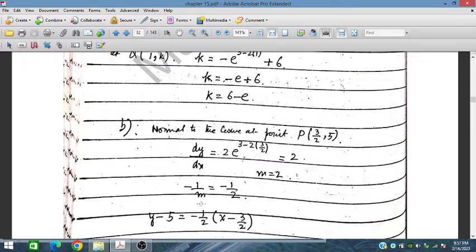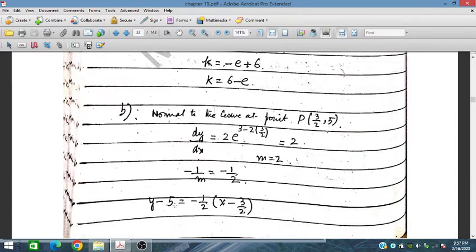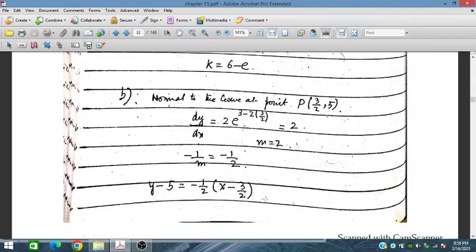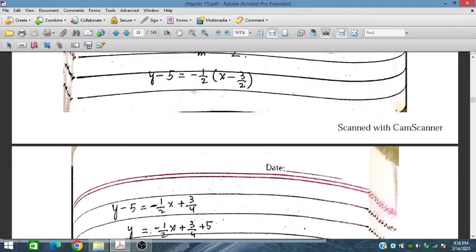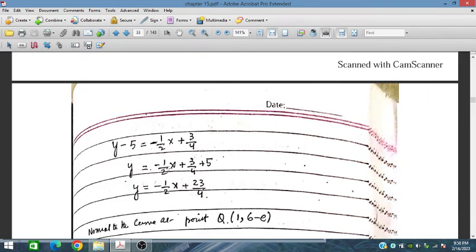So the normal equation is y minus y1, which is 5 here, equals the gradient of the normal, minus half, times x minus x1, which is 3/2. So y minus 5 is equal to minus half x plus 3/4. So y is equal to minus half x plus 3/4 plus 5, so y is equal to minus half x plus 23/4.